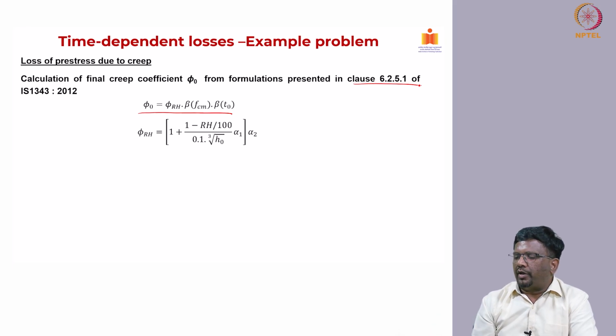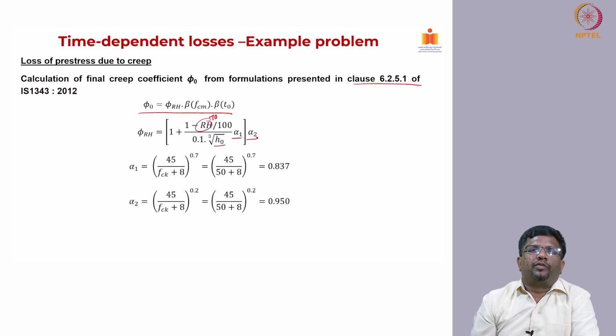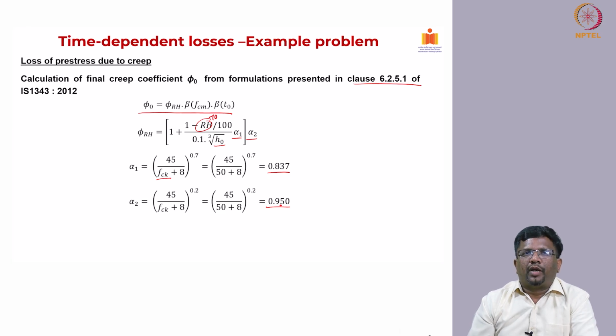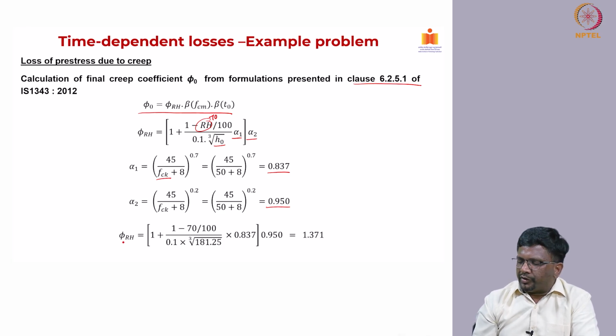So we can say what is phi RH, which is nothing but again reduction factor accounting for the relative humidity. So we have calculated H naught, and this RH is 70%, and we don't know what is alpha 1 and alpha 2, that needs to be calculated. And alpha 1 and alpha 2 are again empirical equations that are given in your IS 1343, and it is directly a function of your grade of concrete. So grade of concrete is 50, so substitute and you get alpha 1 of 0.837 and alpha 2 of 0.95, and then when you substitute that, the reduction coefficient for humidity effect works out to be 1.371.